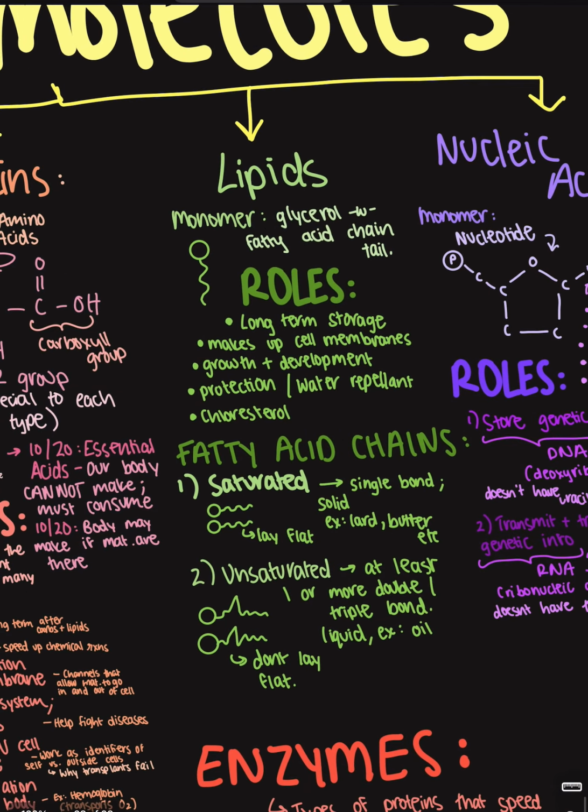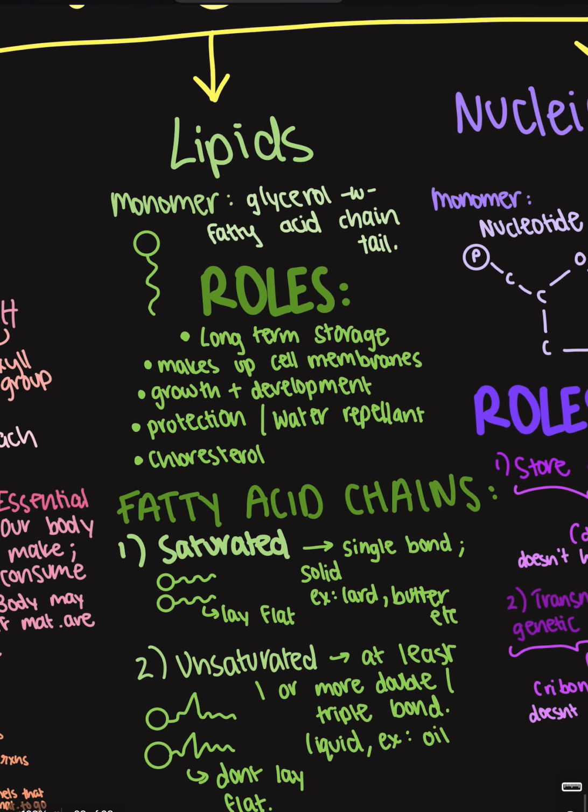The third type of macromolecule is called lipids. The lipid monomer is a glycerol head with a fatty acid chain tail, okay? And the fatty acid chain tail is also a hydrocarbon chain. Lipids have some roles, and the first role is long-term energy storage in our bodies. This is after carbohydrates, it's lipids and then proteins. They also help make up the cell membranes, for example phospholipids, because phospholipids are one of the 4 main types of lipids, and those are what cell membranes are made of.